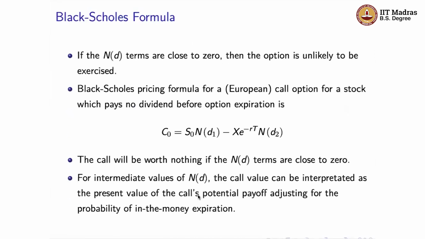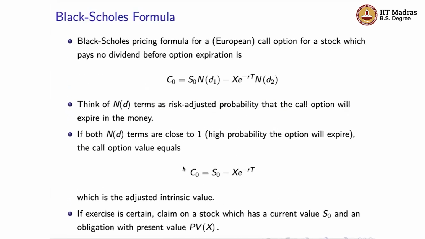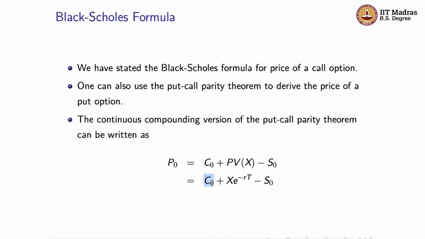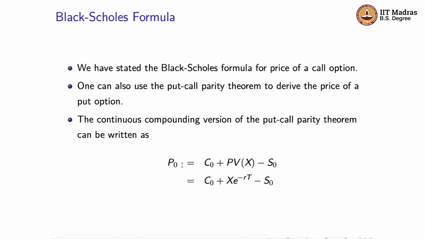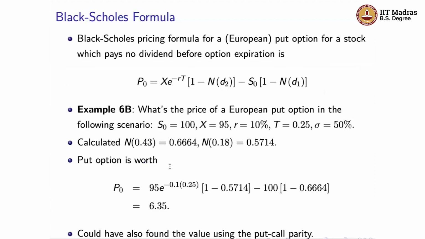So there's another way you could have done the same thing. So remember, we had already calculated this C0 as 13.70. So you could have also directly put it in this formula here. So C0 is 13.70, X is 95, R is 0.1, T is 0.25, and S0 is 100. And so therefore you have all the expressions here, and you could have calculated P0 here as well, right? So you don't have to separately memorize this formula. If you know the formula for C0, you can just use the continuously compounding version of the put call parity theorem to get the Black Scholes prediction for what the P0 should be. Okay, so that's the put option.